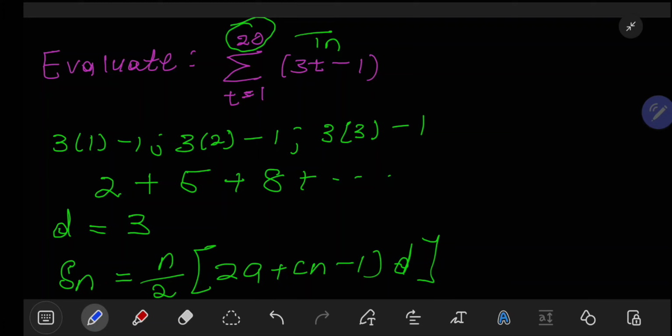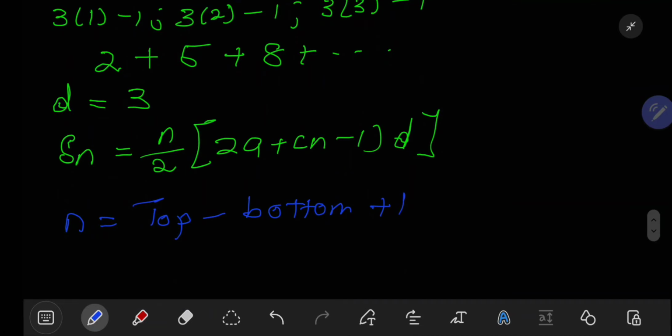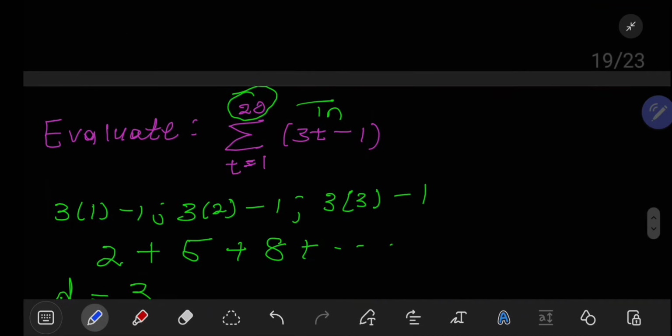Okay, sometimes it might be tricky that t doesn't start from 1, and then you have to calculate the number of terms, whereby here on top it's still 20, but it doesn't start from 1. Then things become complicated there. So always when you calculate your sum, make sure that when you find your n, you say top minus bottom plus 1.